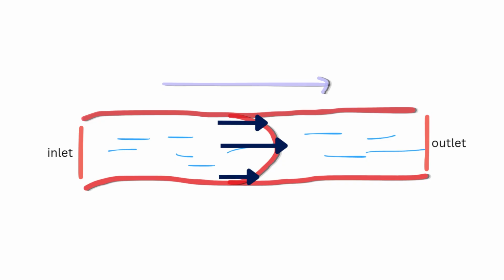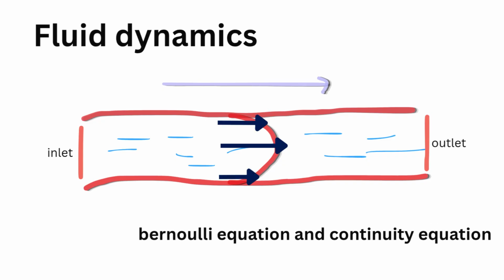To understand this, we start, as in every simulation, by making a set of assumptions. Blood can be approximated as a fluid flowing through a pipe. It enters at the inlet and exits at the outlet. When we look at the cross-section, we observe a velocity gradient. Flow is fastest at the center and slowest near the boundaries. This is a classical fluid dynamics problem described by Bernoulli's equation and continuity equation.